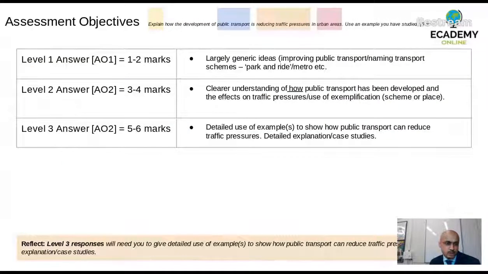Now, for a 6-mark question, at the top end, for a level 3 answer, you need to have a detailed use of examples to show how public transport can reduce traffic pressures, and you need to have specific, detailed explanation with case study examples. For a level 2 answer, you'll probably just end up talking about how public transport has been developed and some exemplification of it. There might be some reference to a specific place, whereas a level 1 answer will typically just give you generic ideas rather than talking about why they may reduce the traffic pressures in the first place.